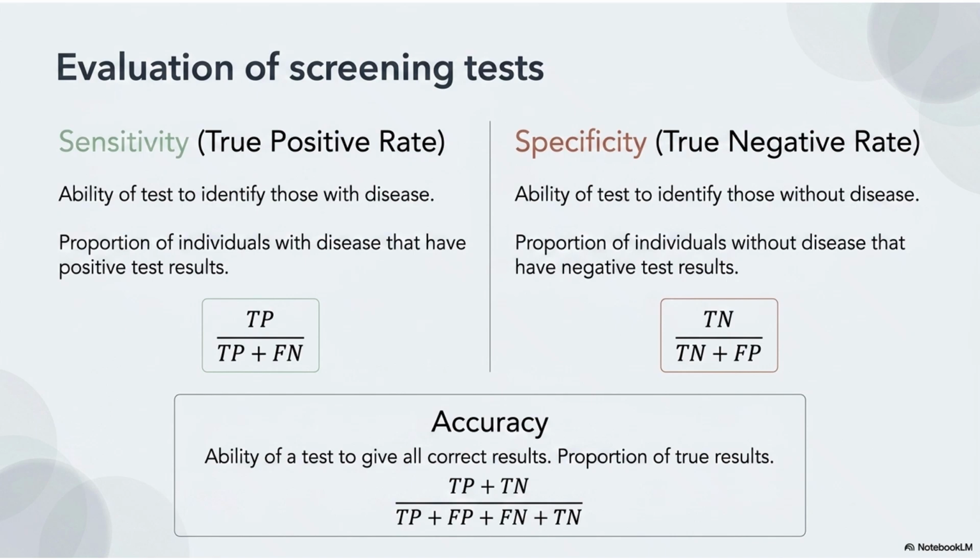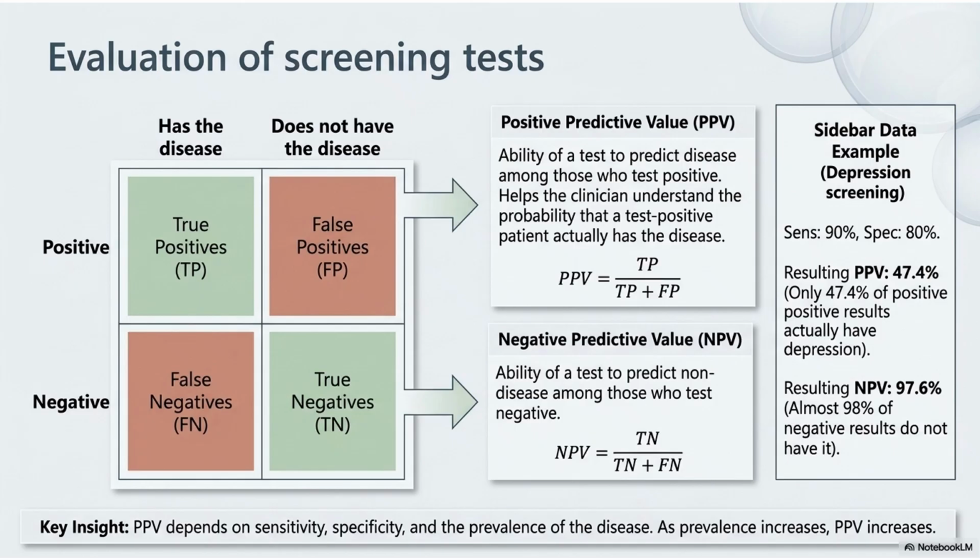And in the numerator, true positives plus true negatives. Correct results. These two are correct results. So accuracy is sensitivity plus specificity. And now we will see what is positive predictive value and negative predictive value.